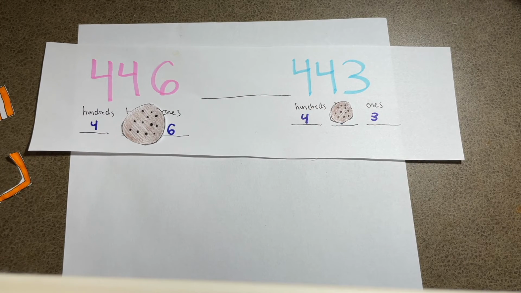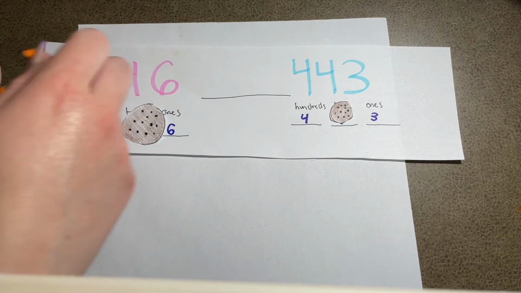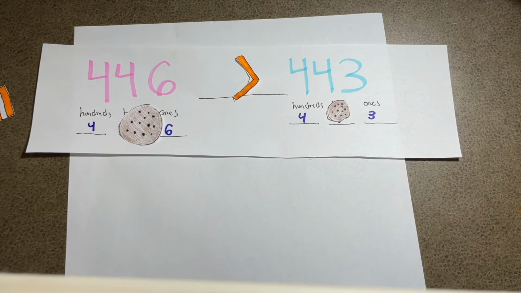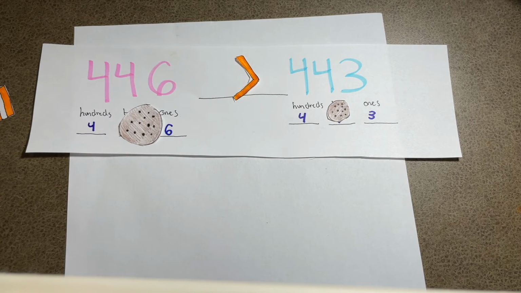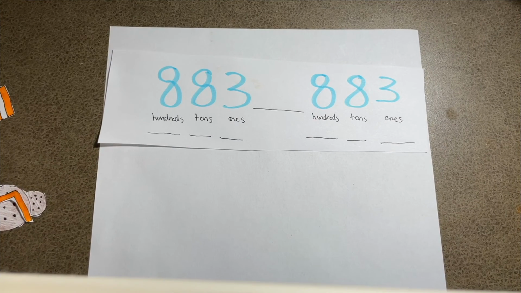And let's figure out which way we want our mouth facing so that it's facing towards the bigger number, which we just decided is 446, or the bigger cookie. Perfect, so we want it facing this way because we know that 446 is the bigger cookie and we want our mouth facing towards the bigger cookie. Great job. Now let's look at these two numbers.